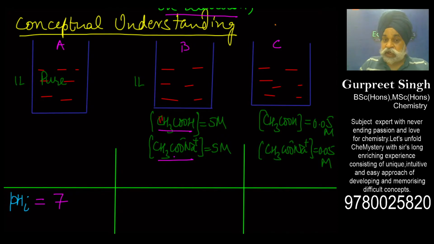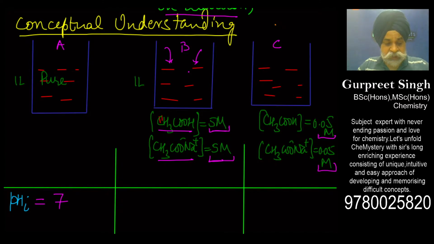And here I have taken acetic acid along with its salt. Acetic acid along with sodium acetate, two entities are added into it such that the composition becomes 5, 5 molar. Here also I have taken acetic acid along with sodium acetate. Here the concentration is lesser but equal. Here also the concentration is high but equal.